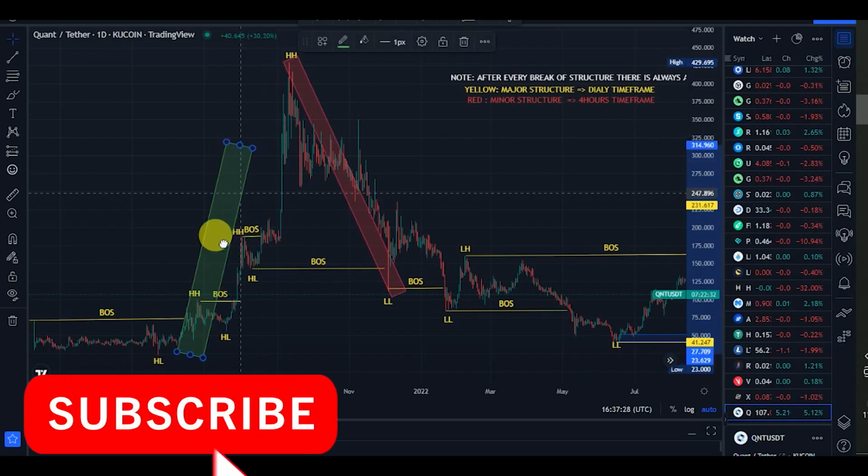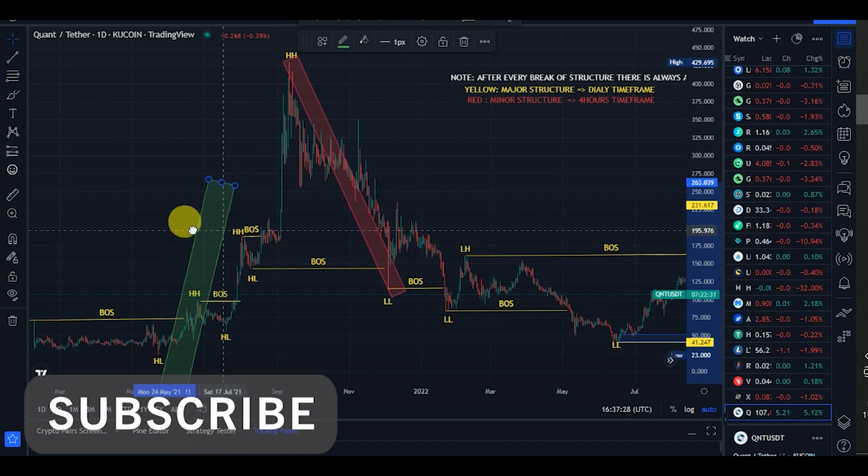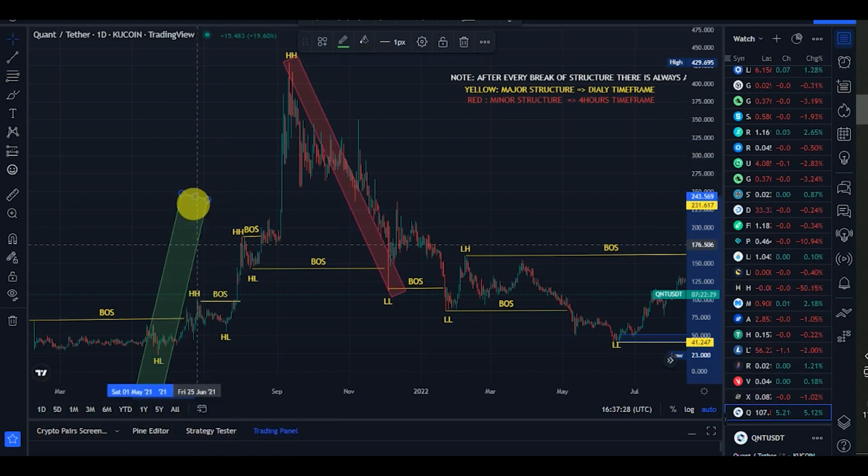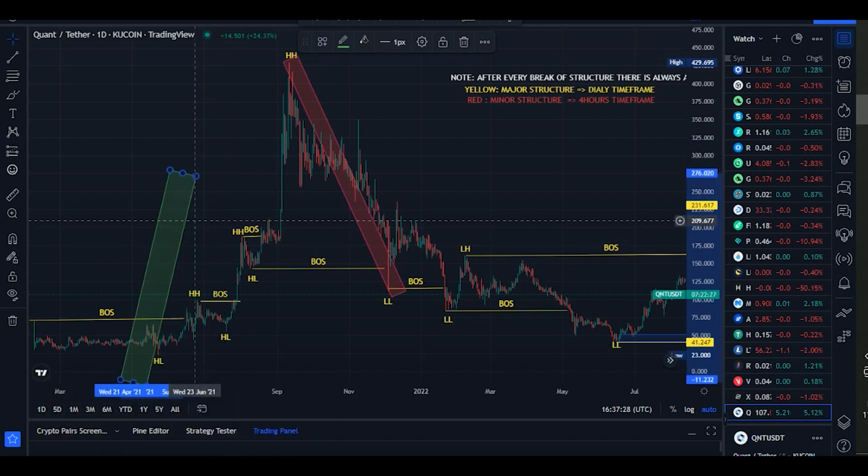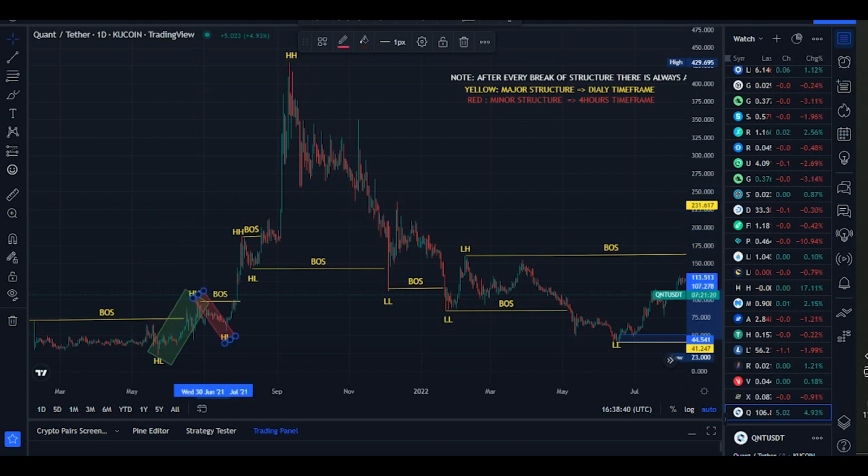Okay guys, welcome to the Quant market price chart. I've already labeled the market structure. I use yellow for the major structure, which is my daily time frame, and red for my minor structure, which is my 4 hours. The purpose of this video is to know our current position on the Quant price chart and to predict our possible next move using the market structure.